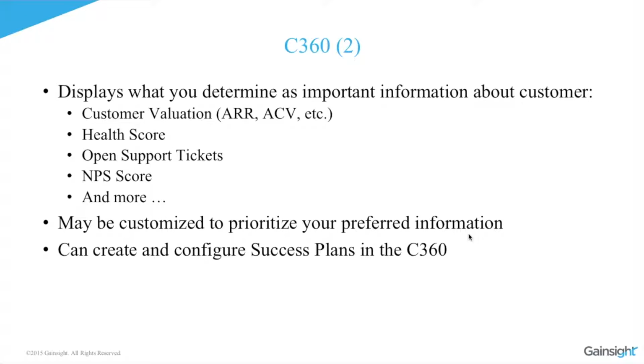And again, I want to bring your attention and gain your familiarity with what this part of the software does. C360 allows you to display what you as your organization, you as your admin, determine is most important about your customers. Do you want to see customer evaluations such as ARR, ACV, etc.? How important is it to you to have the health score up higher, or do you want to see it down lower? Depending on how you track support tickets, maybe I want to see that higher or lower in my C360, NPS scores, etc. So there's many things that you can show. This may, again, be customized to prioritize your preferred information, what your folks need to have at their fingertips first.